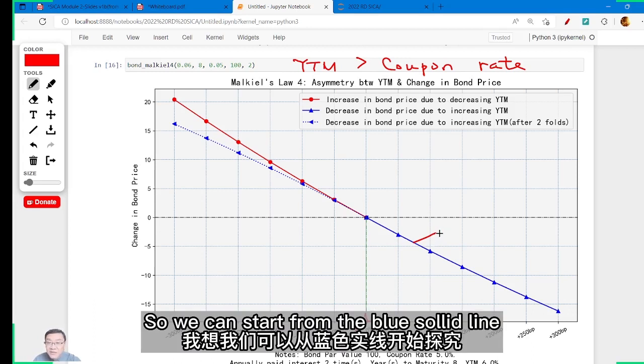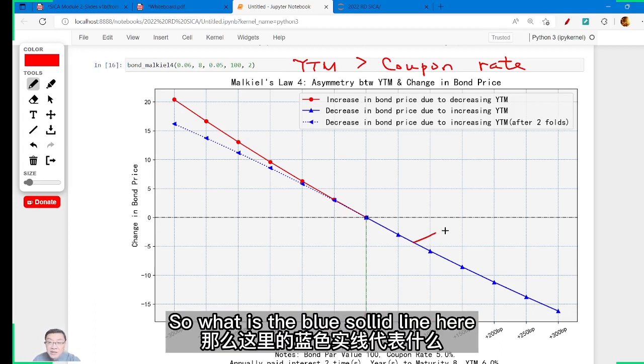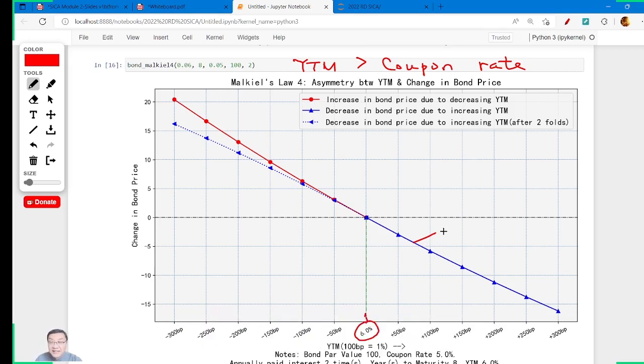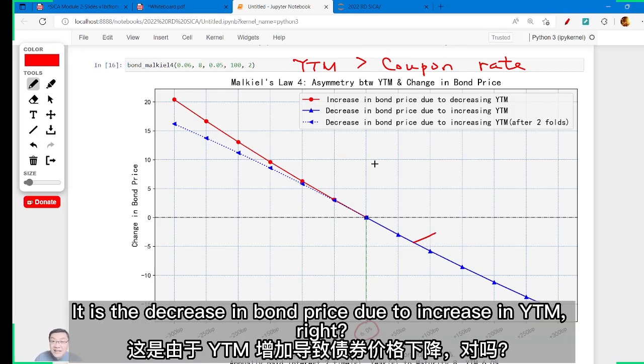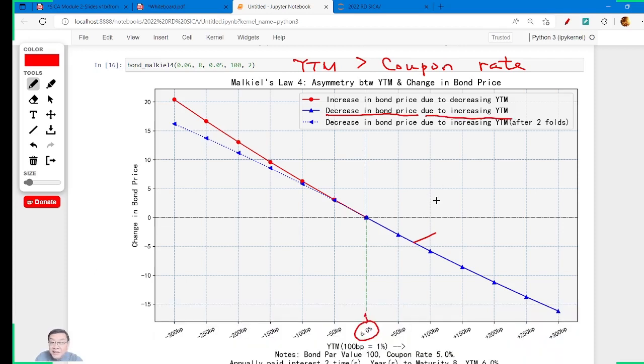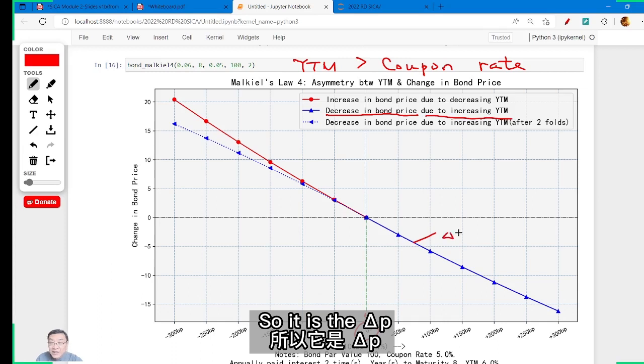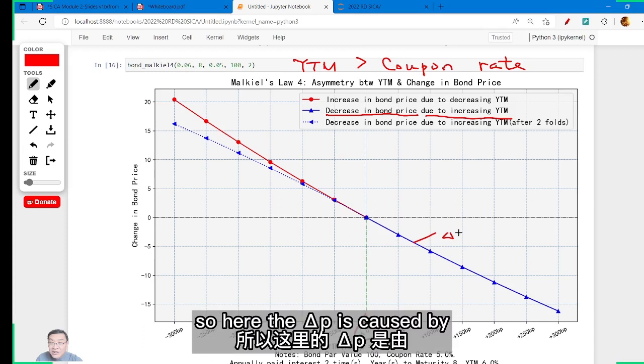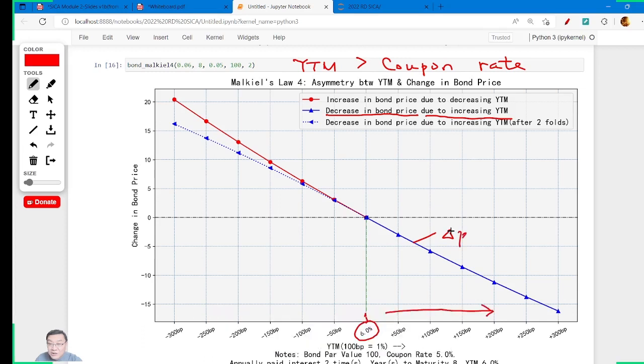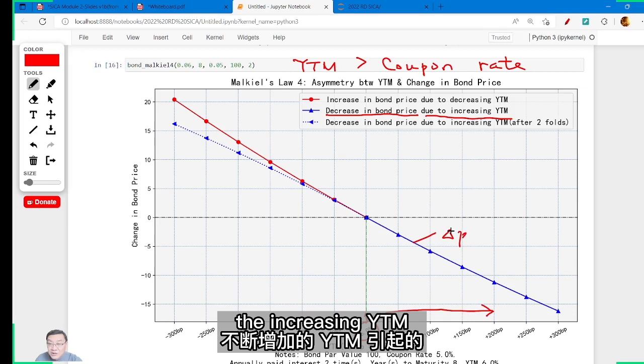So we can start from the blue solid line. So what is the blue solid line here? It is the decrease in bond price due to increasing YTM, right? Yeah. So it is the delta P. And here we have increasing YTM. So here the delta P is caused by the increasing YTM.